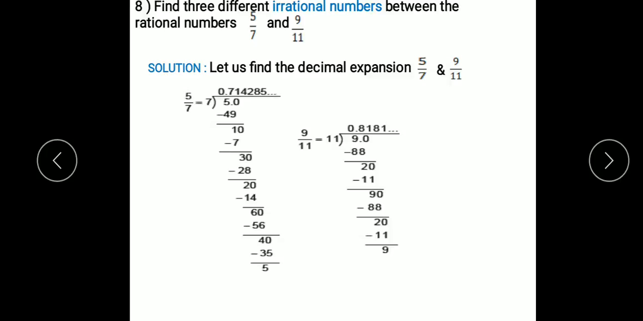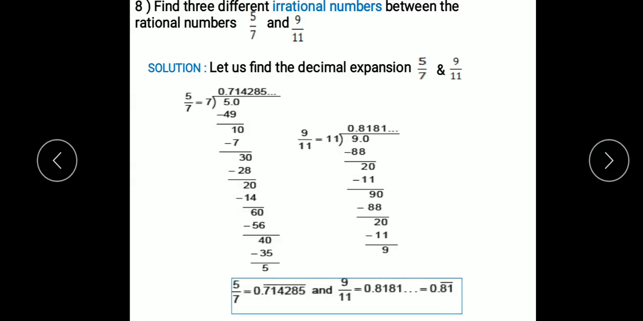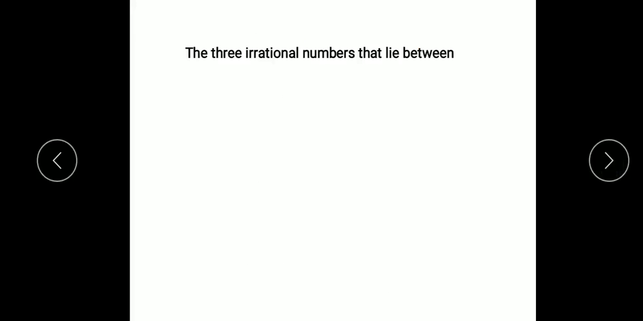When we work out the decimal expansion of 5 by 7 and 9 by 11, you can see that it is non-terminating and recurring decimal. 5 by 7 is equal to 0.714285 recurring, while 9 by 11 is equal to 0.81 recurring. Now, our irrational numbers lie between these two limits, 0.714285 and 0.81.